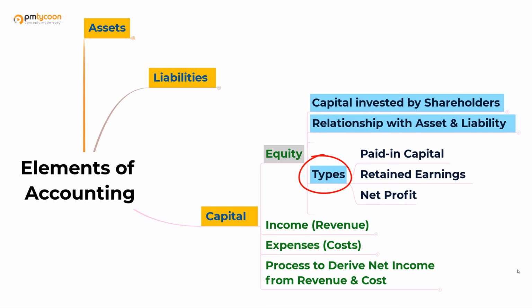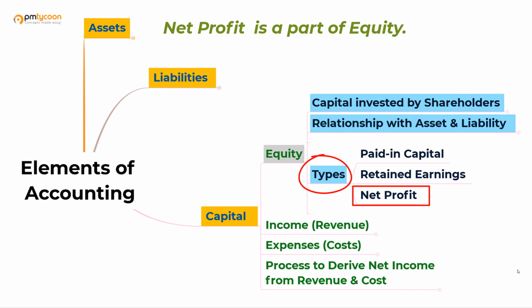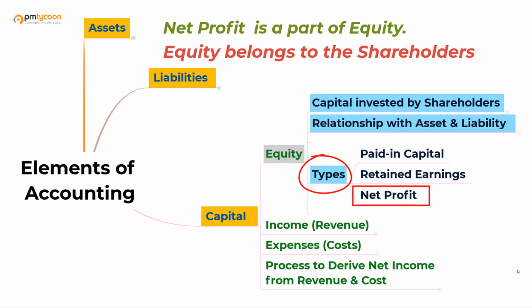You may ask, what about the earnings they make this year? It is called net profit. It is sometimes also referred to as net income. Net profit is the profit that is made in the current year. And net profit is considered as an equity. And equity belongs to whom? To the shareholders. If a company is making profits, if the company is earning more money, then that money and the profits belong to the shareholders.